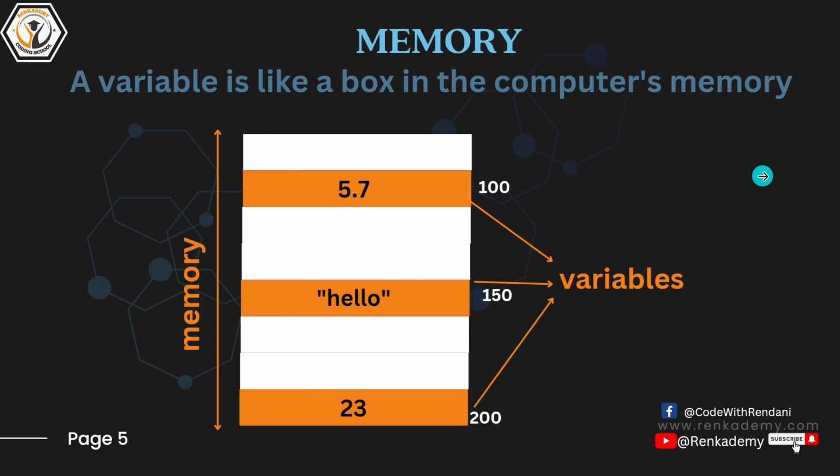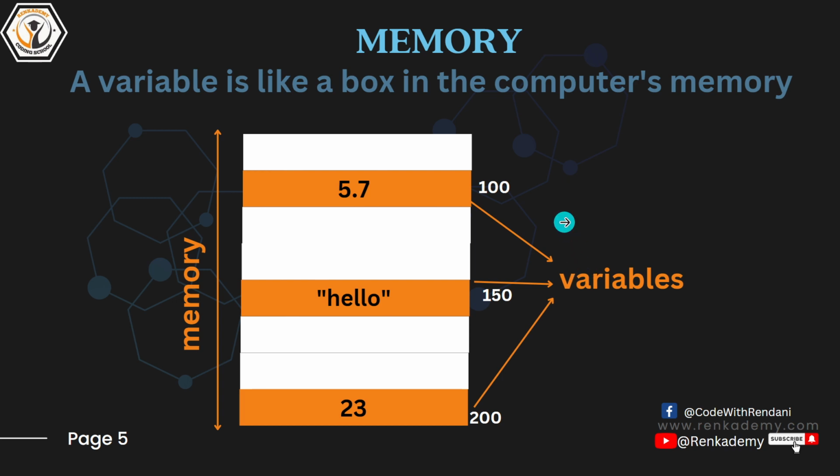Now let's have a look at the computer's memory. You can imagine that a variable is like a box in the computer's memory. So look at this table over here. Consider that this table is the memory of our computer, alright? So it is divided into boxes as you can see. Now in this box over here, we have some data, which is the number 5.7. And also here we have a string, and here we have a number 23. So these three boxes are variables, alright? They are containers in our memory where we can store some data.